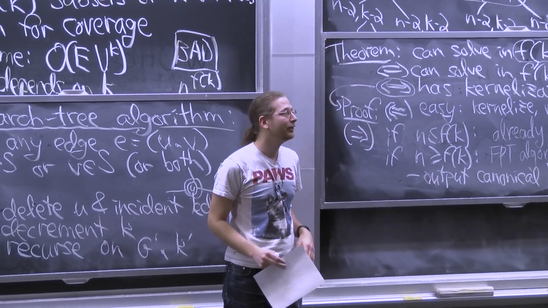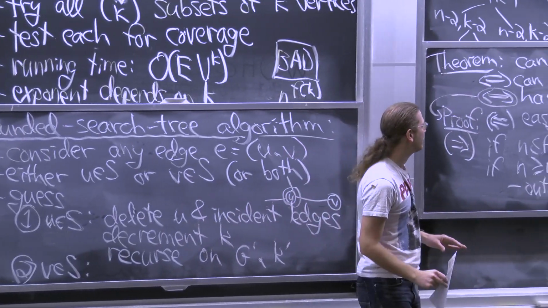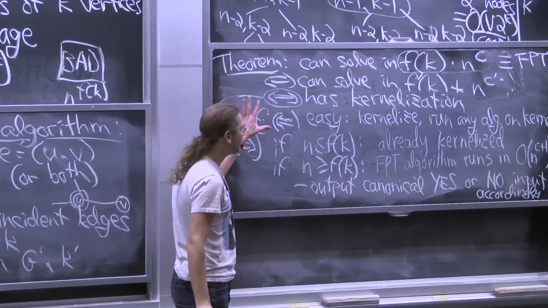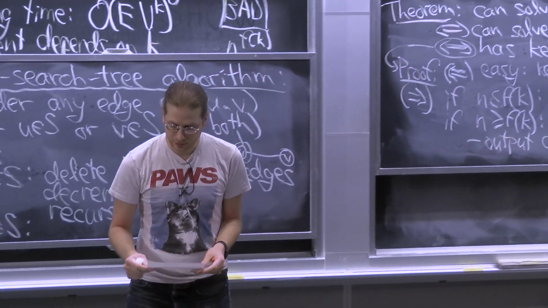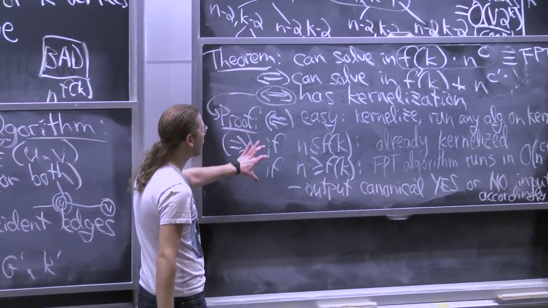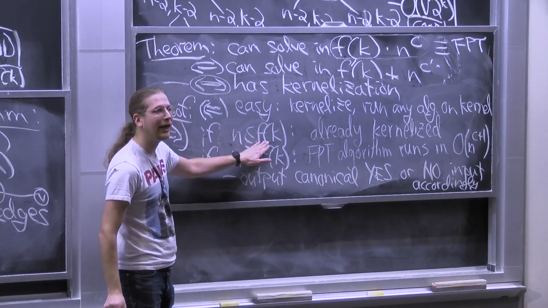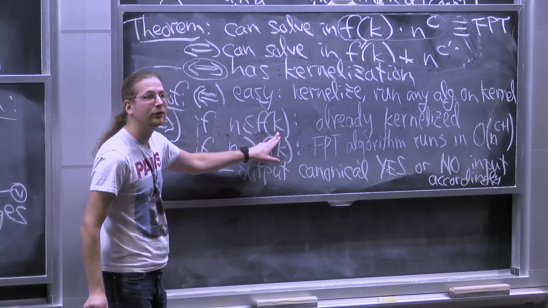That's not so hot, because I already know how to do exponential in k. But this is the general idea of kernelization and why it's not surprising that you can do it. I have one catch here, which is this is an algorithm. It compares n to f of k. In order to do this, you have to know what k is.